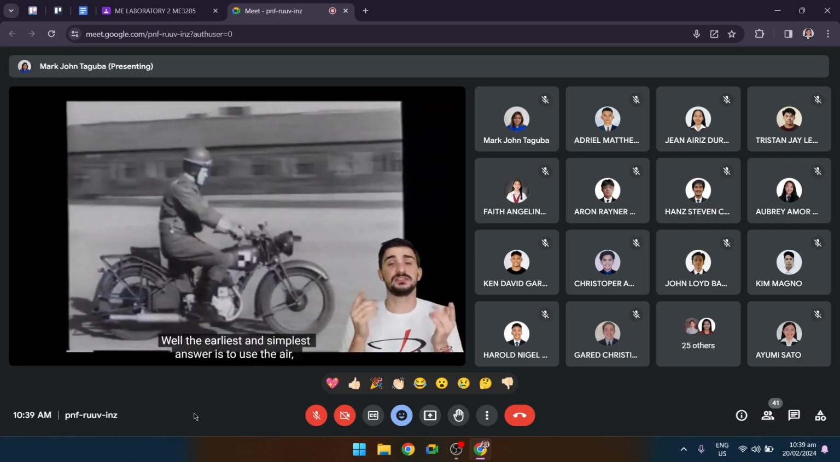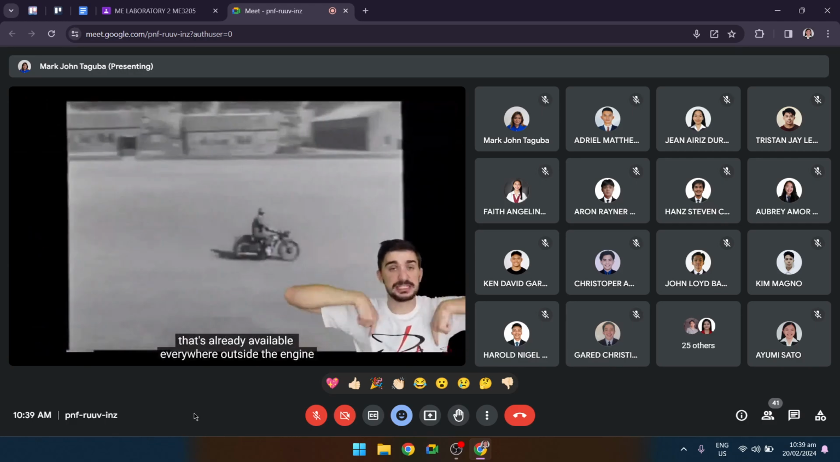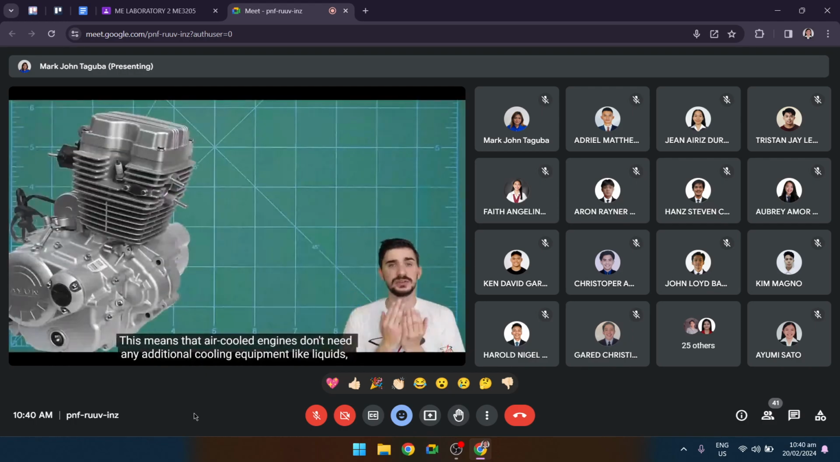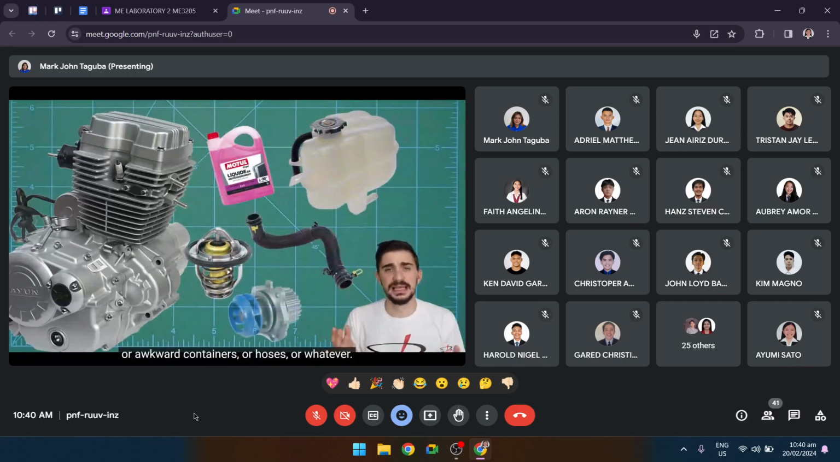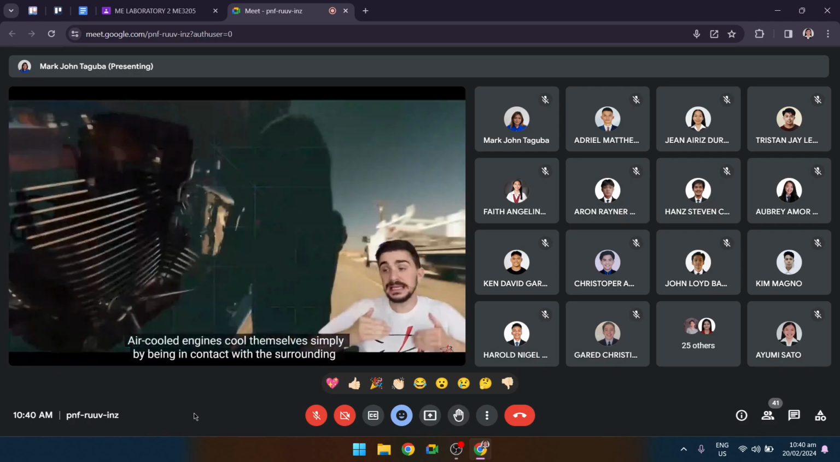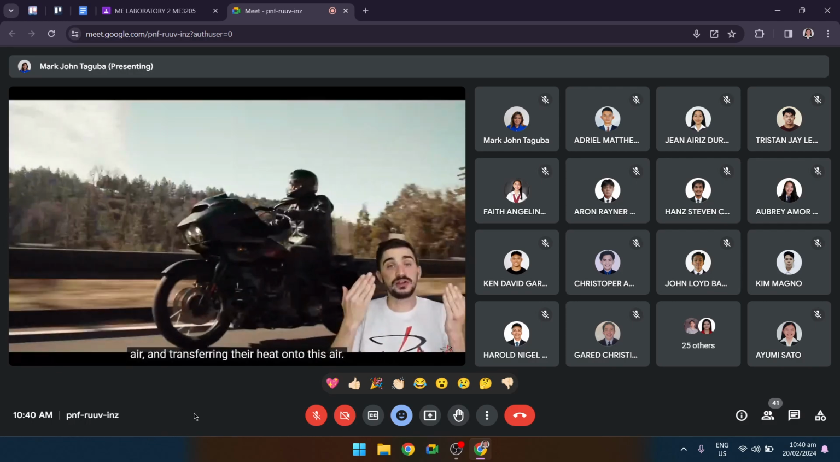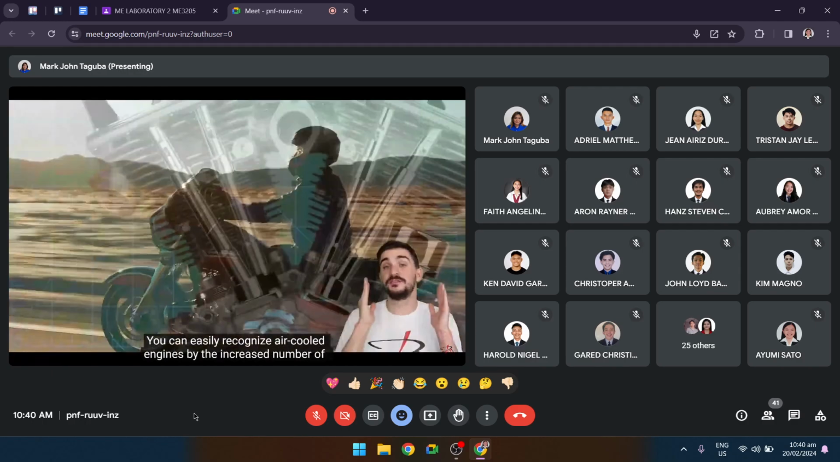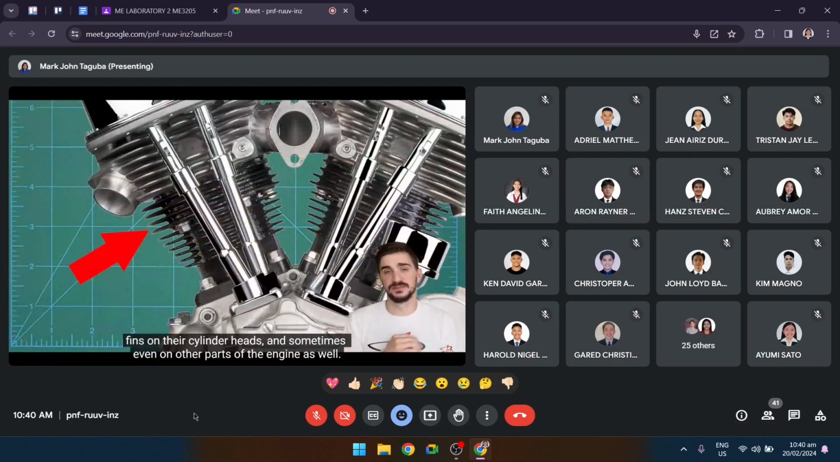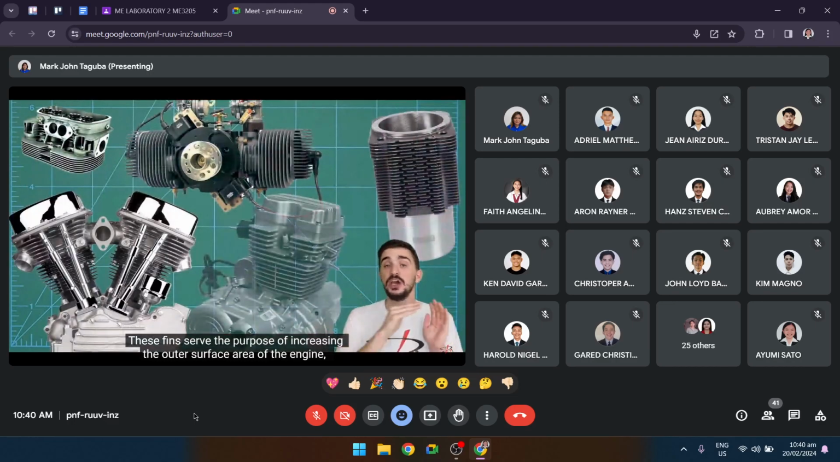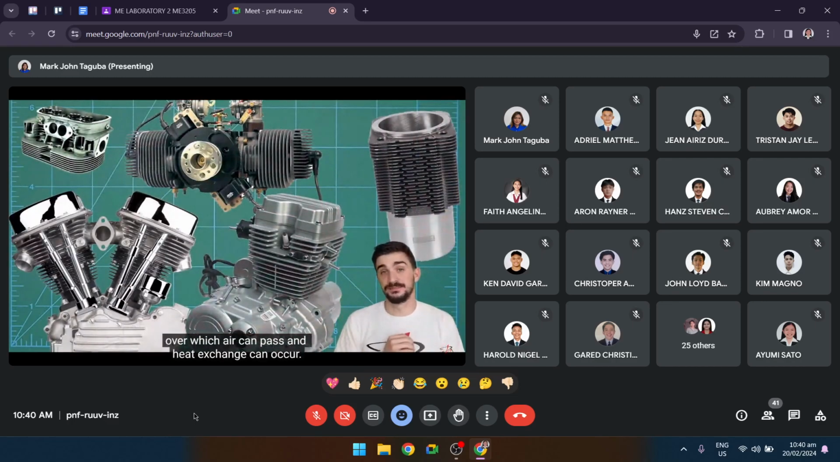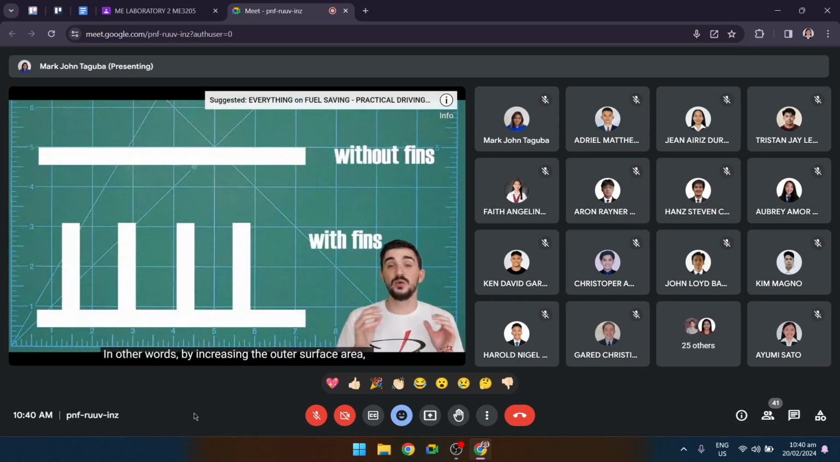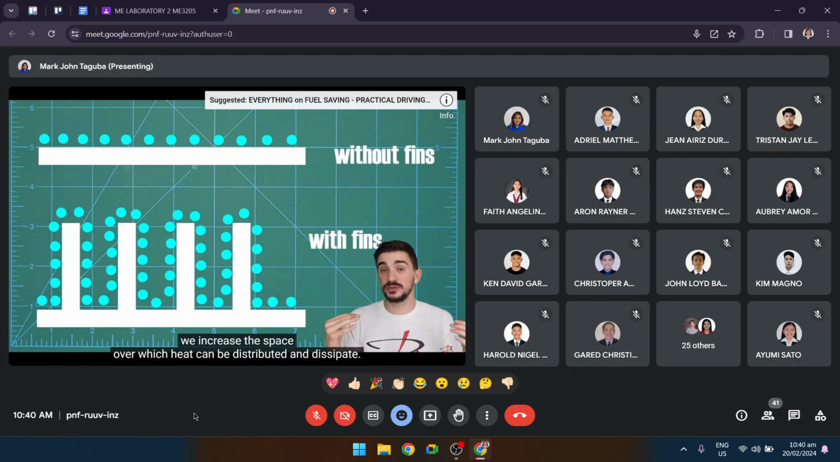Well, the earliest and simplest answer is to use the air that's already available everywhere outside the engine. This means that air-cooled engines don't need any additional cooling equipment like liquids or liquid containers or hoses or whatever. Air-cooled engines cool themselves simply by being in contact with the surrounding air and transferring their heat onto this air. You can easily recognize air-cooled engines by the increased number of fins on their cylinder heads and sometimes even on other parts of the engine as well. These fins serve the purpose of increasing the outer surface area of the engine over which air can pass and heat exchange can occur. In other words, by increasing the outer surface area, we increase the space over which heat can be distributed and dissipated.